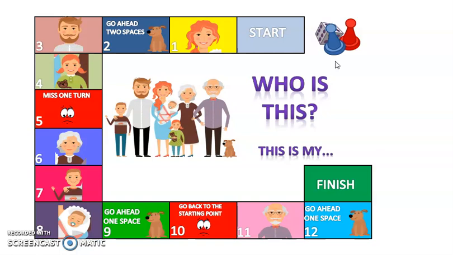As you can see, here is a board game, and in the middle we have a picture that shows the different members of the family. There is a starting and finish point, and each space has a picture of a family member, and there are some spaces that tell you what to do next if the player lands in them.